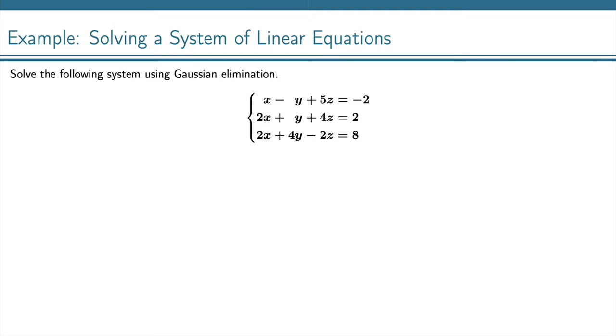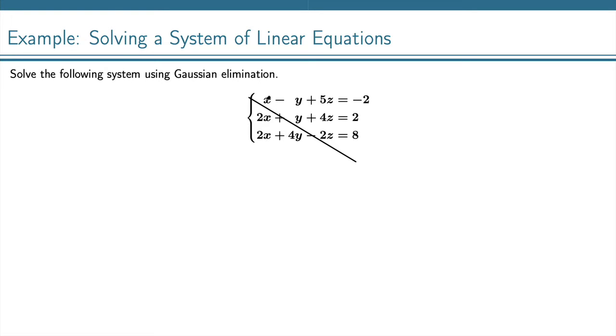To solve this system with Gaussian elimination, we need this in triangular form. So we need everything below this line here to be a 0. So I'm going to get rid of this 2x, and I've got a 2x here as well, so I can do both of these essentially in the same way.